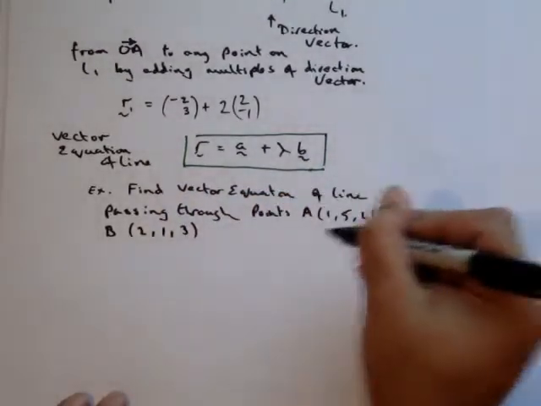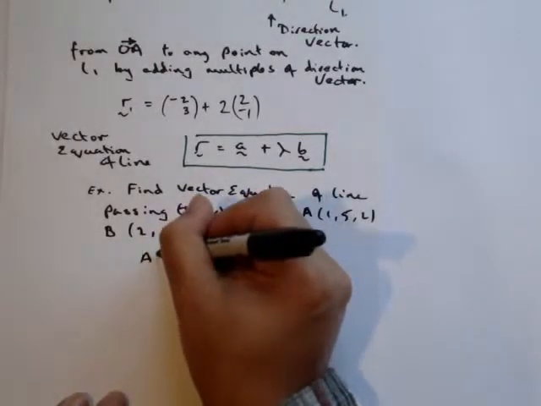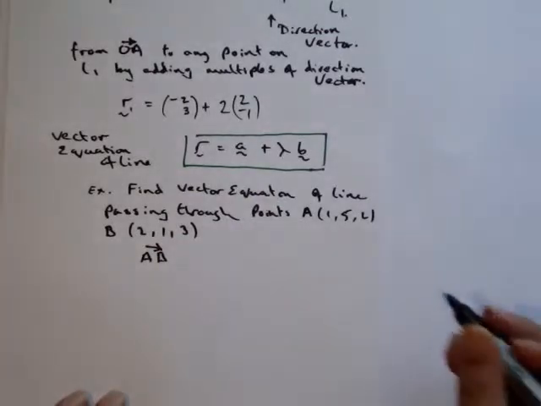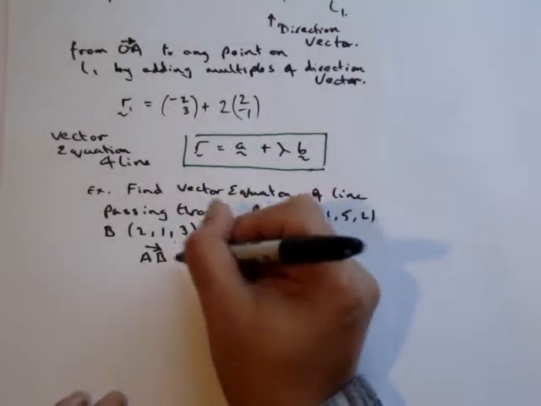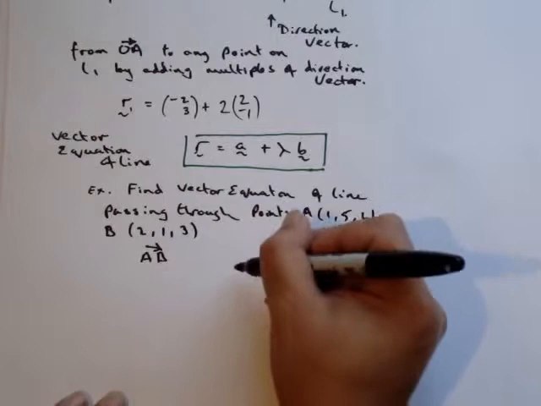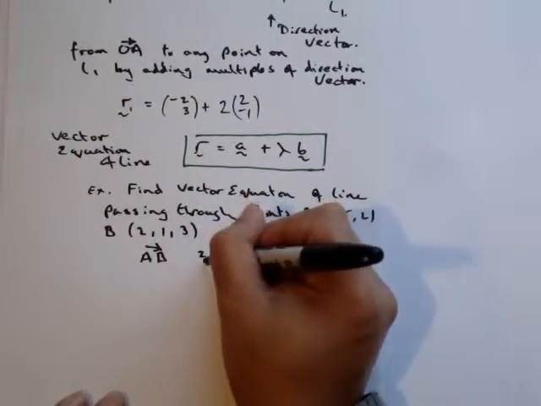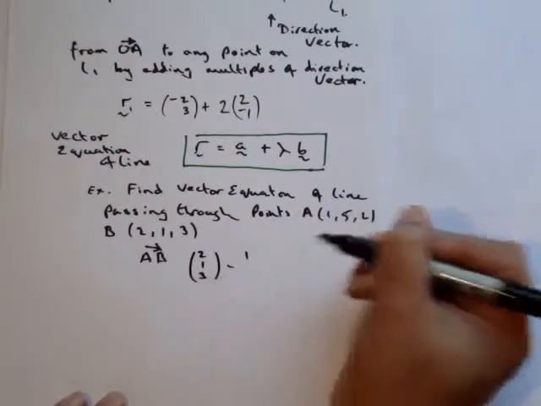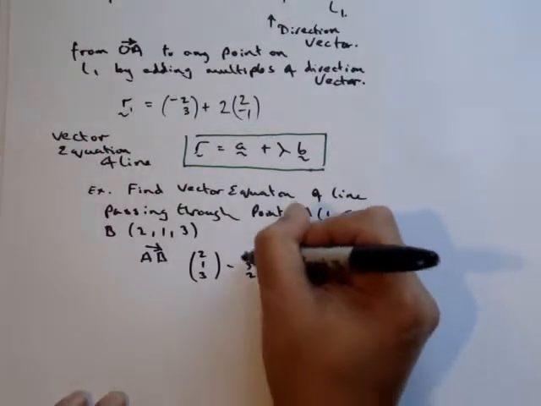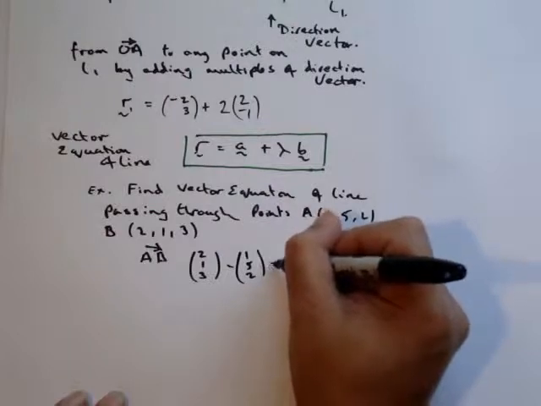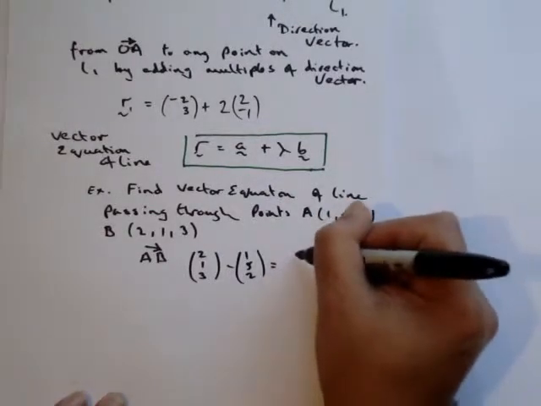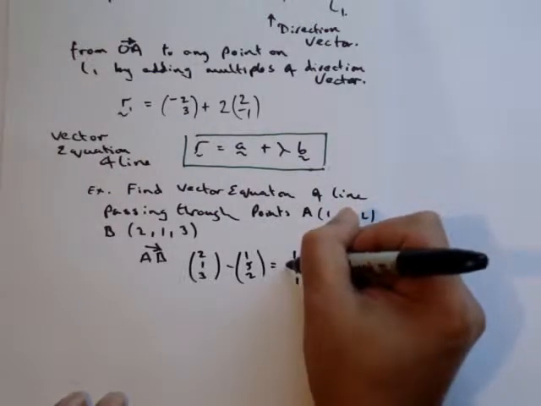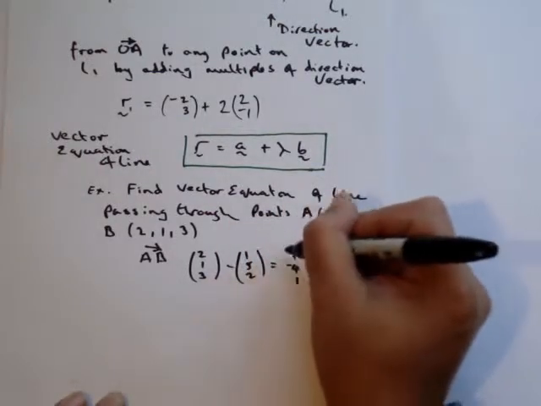So we know that for AB we can get the position vector of B minus the position vector of A, which would be (2, 1, 3) minus (1, 5, 2). This would give us our direction vector, which is (1, -4, 1). Sorry, 1 minus 5 is minus 4.